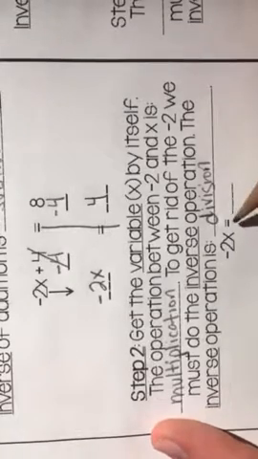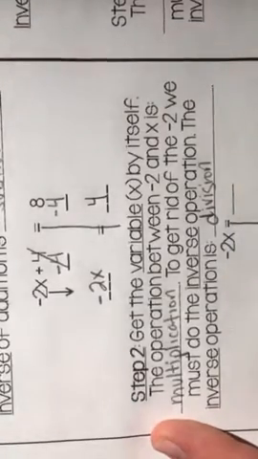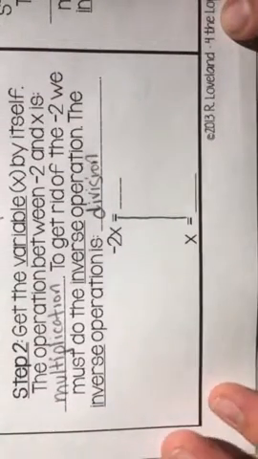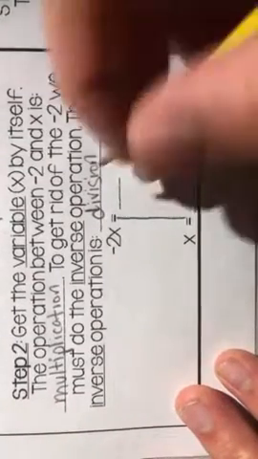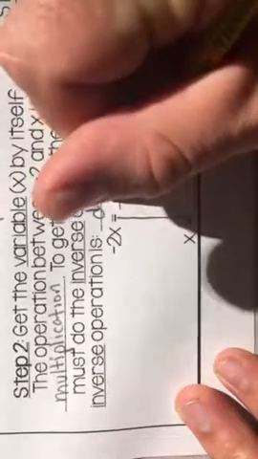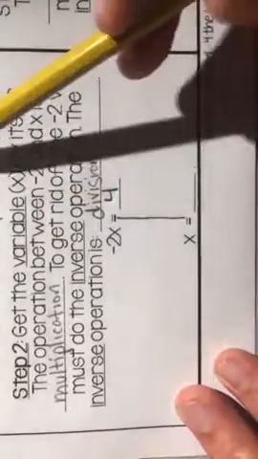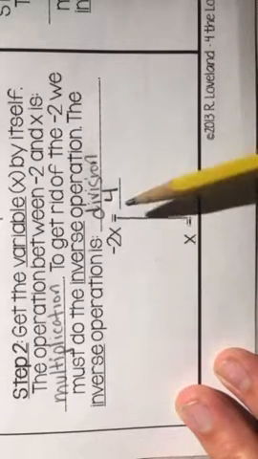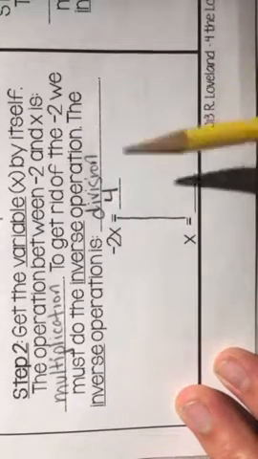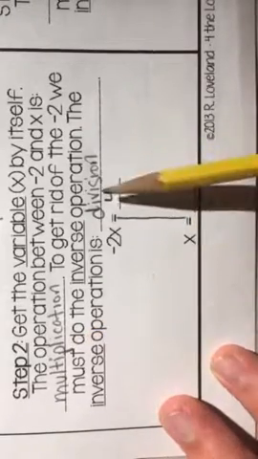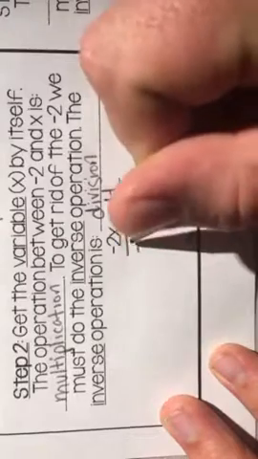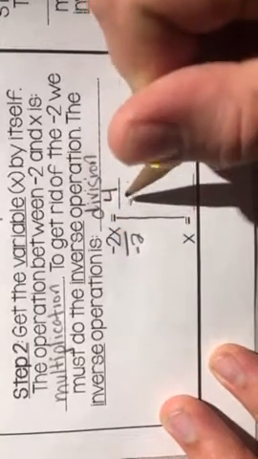So, I'm going to draw my line again to separate my sides. And now I have the negative 2x equals, well, I know that's 4 because I did 8 minus 4 above to give me 4. So now I have negative 2x equals 4. And I know the inverse operation of multiplication is division. And I know that I have to do it to both sides. So I'm going to divide both sides by negative 2.